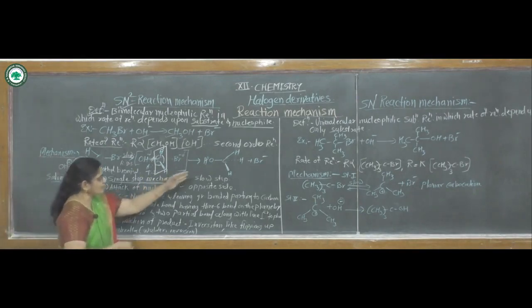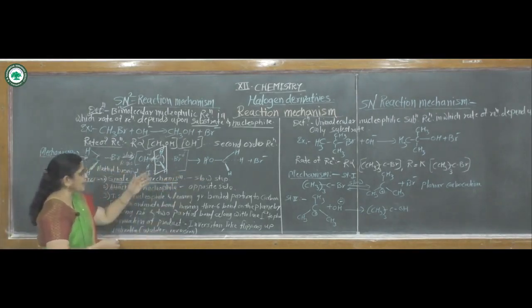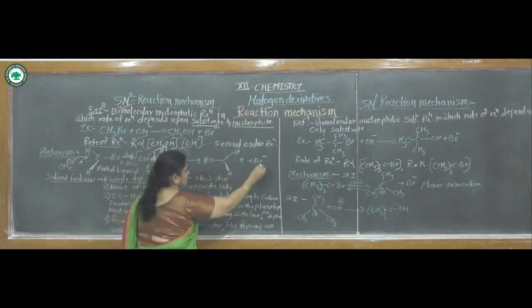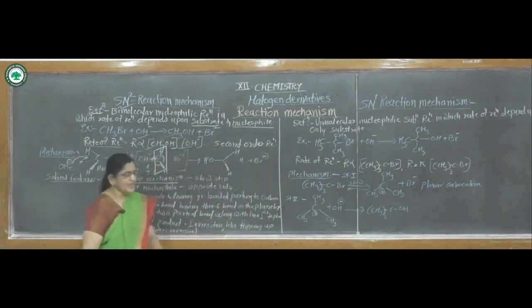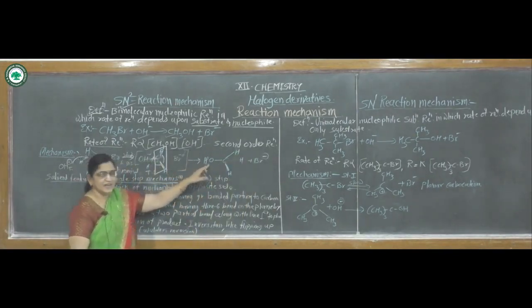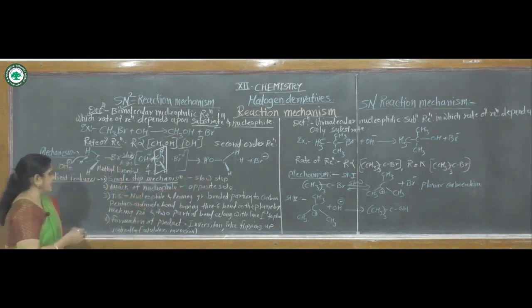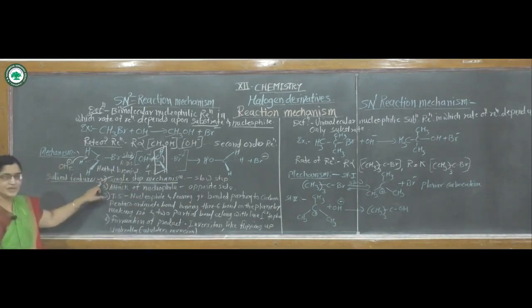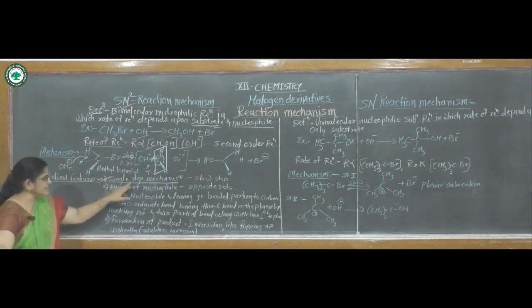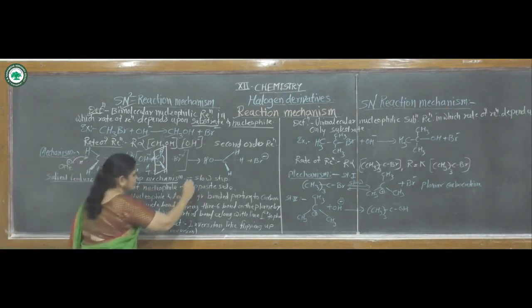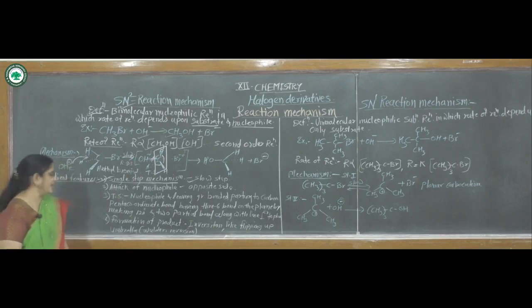In formation of product, the Br minus leaves this carbon atom with its electrons, and the OH minus is attached from the back side. This is the mechanism. Then the salient features of this mechanism. First, it is a single step mechanism, also called a slow step mechanism.